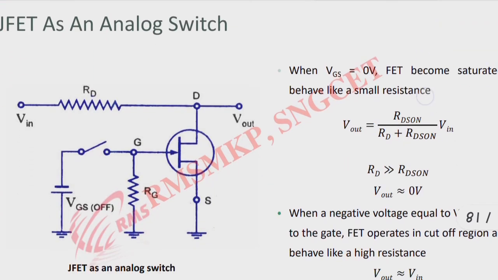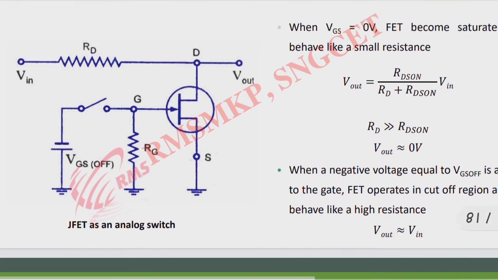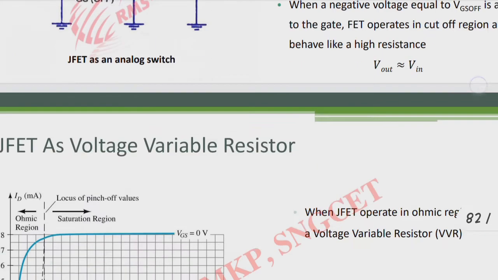JFET as an analog switch. When VGS equal to 0 volt, FET becomes saturated and behaves like a small resistance. Vout equal to RDS on by RD plus RDS on. RD is very much greater than RDS on. Vout is approximately 0 volt. When a negative voltage equal to VGS off is applied to the gate, FET operates in cutoff region and behaves like a high resistance. Vout is approximately Vin.